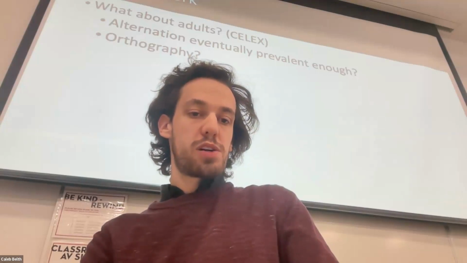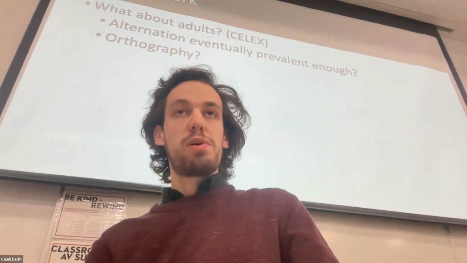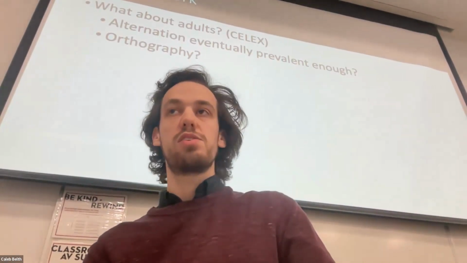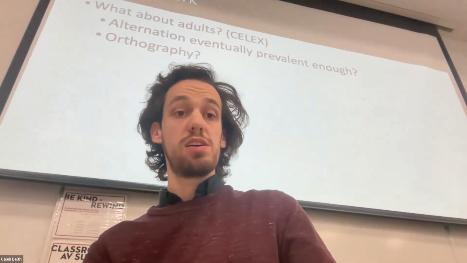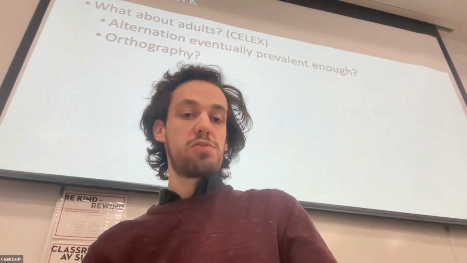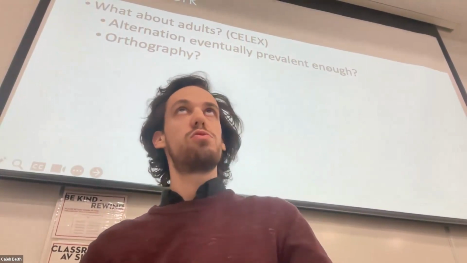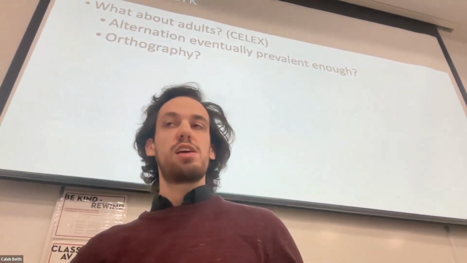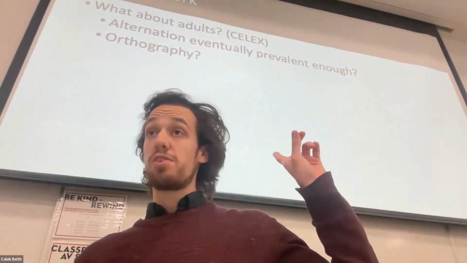A couple lines of future work, both of them having to do with Dutch. One is, what about adults? I need to look at the literature on this a little more closely and see whether adults really show evidence of productivity, and if so, when does it emerge? I think there are two possibilities. One is that if eventually Dutch adults do have productive knowledge of the alternation, then eventually there are enough alternating forms in their lexicon that it drives them to abstraction under this model.